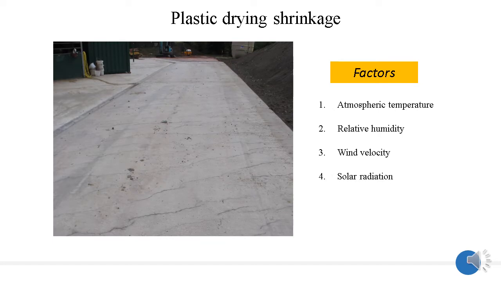So what are the factors affecting it? Atmospheric temperature, relative humidity, wind velocity, and solar radiation. The most detrimental factor for plastic drying shrinkage is wind velocity. The higher the wind velocity, the higher the plastic drying shrinkage. And also, when the relative humidity is low, the chance of plastic drying shrinkage is very high.